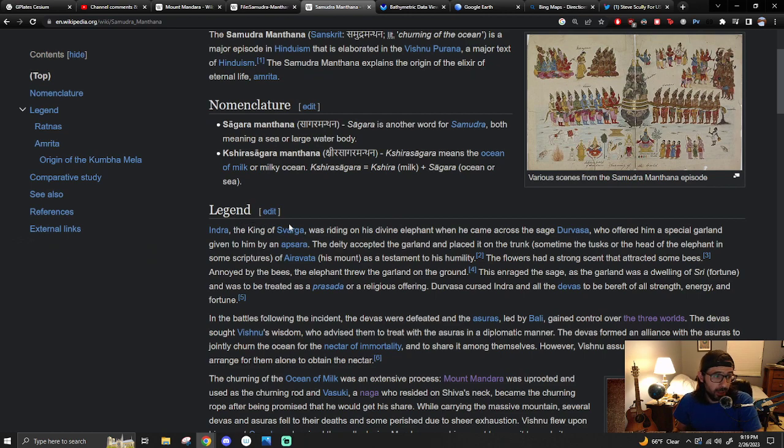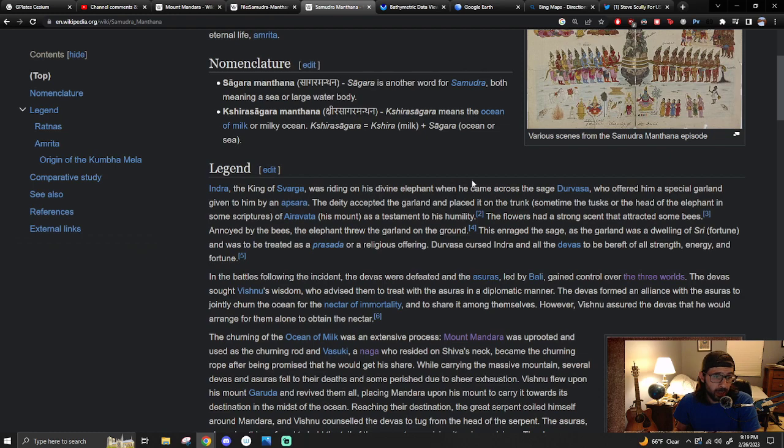Indra, the king of Svarga, was riding on his divine elephant when he came across the sage Durvasa, who offered him a special garland given to him by Apsara. The deity accepted the garland and placed it on the trunk, sometimes the tusks or the head of the elephant in some scriptures.